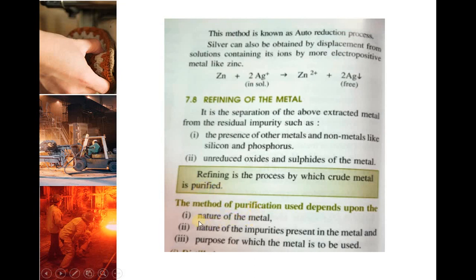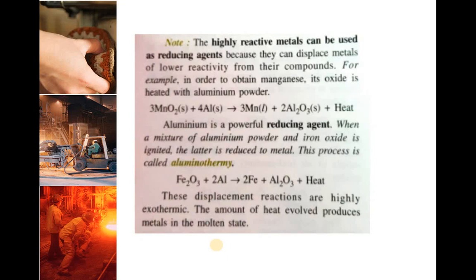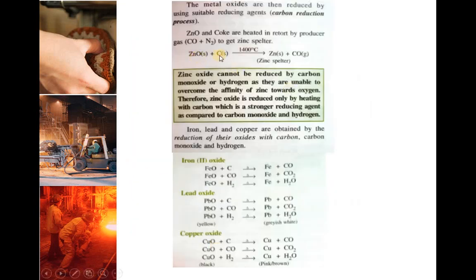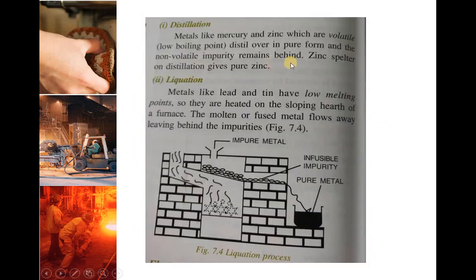The method of purification will depend on the nature of the metal, the nature of the impurities present in the metal, and the purpose for which the metal will be used. So the methods can be, one is distillation. Metals like mercury and zinc are volatile. They will distill over in pure form and the non-volatile impurities will remain behind. Zinc spelter is the zinc we got in the previous section, where zinc oxide plus carbon gives you zinc spelter. So zinc spelter on distillation will give you pure zinc.